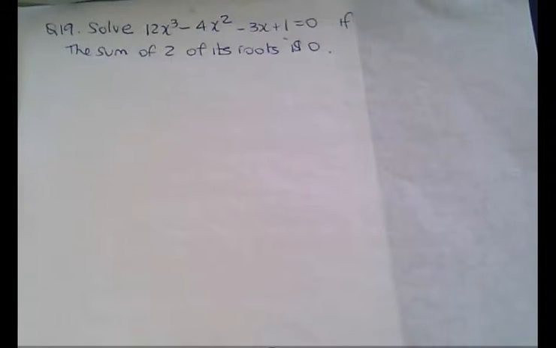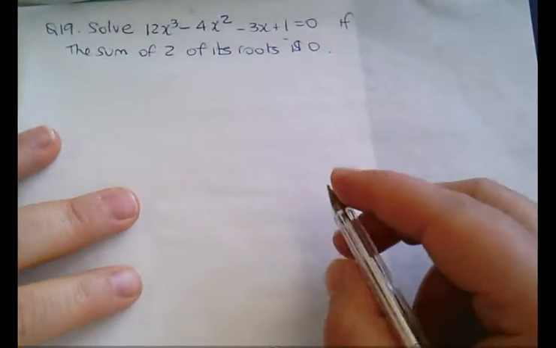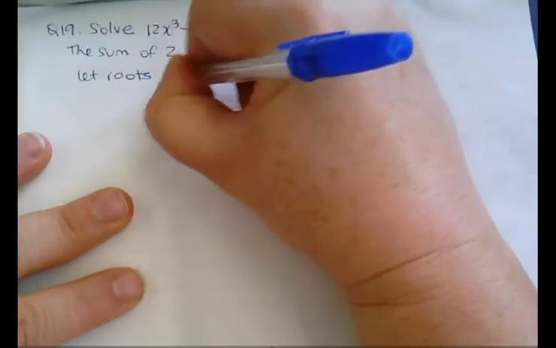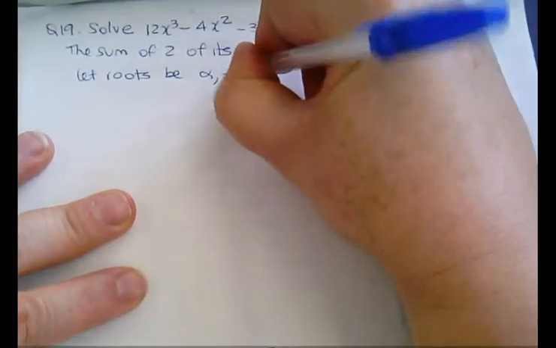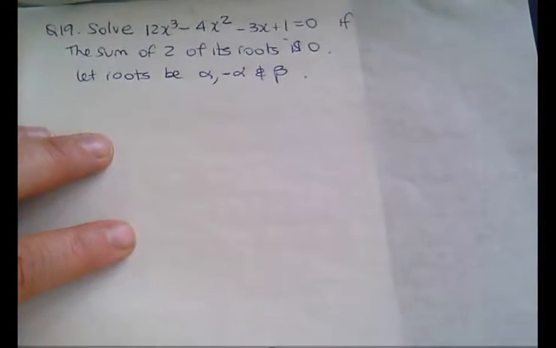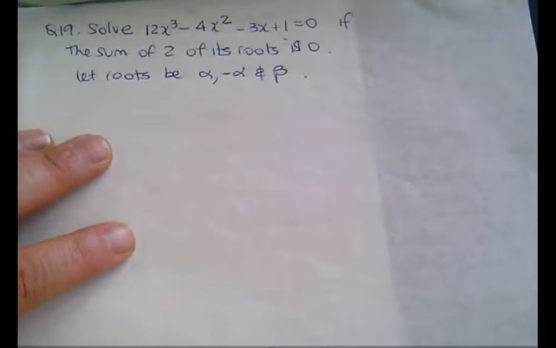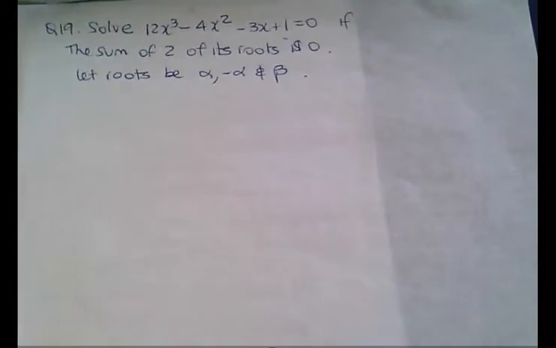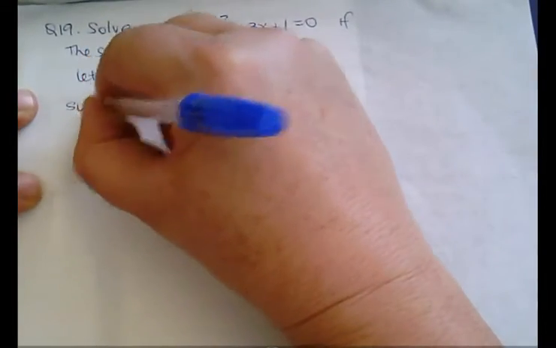Exercise 12.6, solve, there's a typo in the book, solve 12x cubed minus 4x squared minus 3x plus 1 equals 0 if the sum of two of its roots is 0. So you just let the roots be alpha, negative alpha, and beta. Okay, what are you going to do? Sum of roots. Just try one at a time and product, and then go to 2 at a time if you need it. So let's just go the sum of roots.